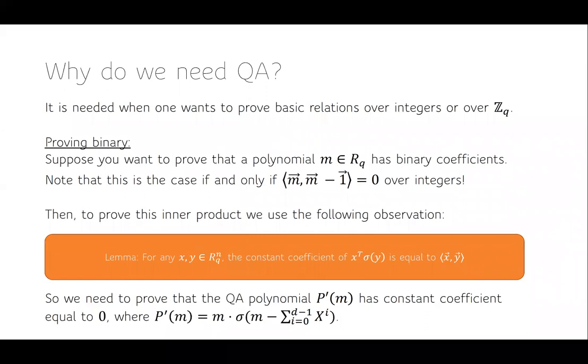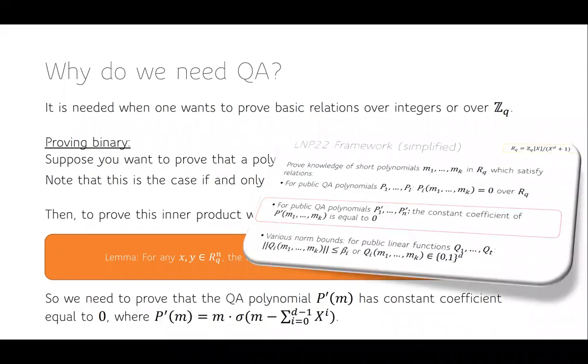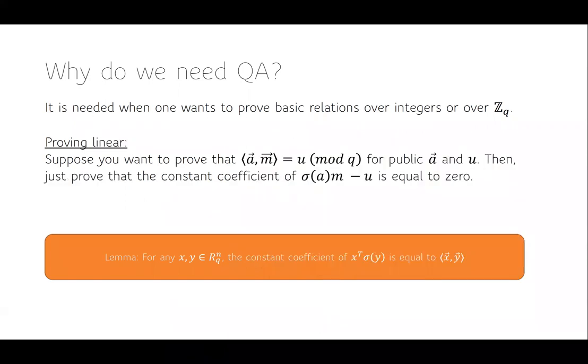the constant coefficient of m times sigma of m minus the sum of monomials is equal to 0. Because the coefficient vector of m is m with an arrow, and the coefficient vector of m minus the sum of monomials is exactly m minus the one vector. So yeah, and for that, we can just use the second bullet point of the framework. So that's the intuition. And similarly with proving linear relations, if I want to prove that the inner product of A and M is equal to U for public A and U, then using the lemma, we just need to prove that the constant coefficient of sigma of A times M minus U is equal to 0.